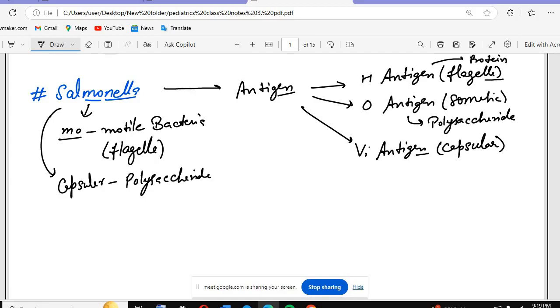Most of the bacteria have capsules, and if capsules are present, they will be polysaccharides. There is some exception, for example Bacillus anthracis, which has a capsule made up of polypeptide, that is, protein. But in most bacteria, the capsule is made up of polysaccharides. The Vi antigen is present in the capsules, and again these are polysaccharide capsules. Polysaccharide basically means carbohydrate.